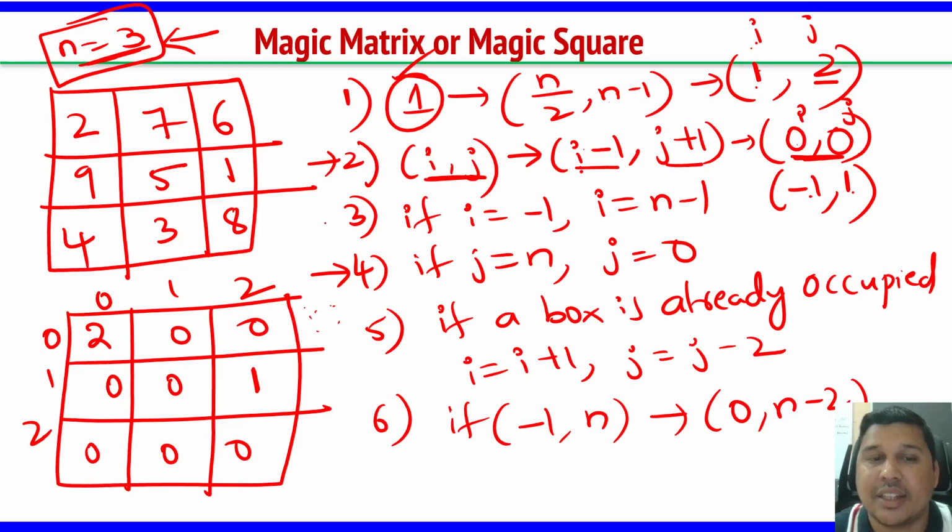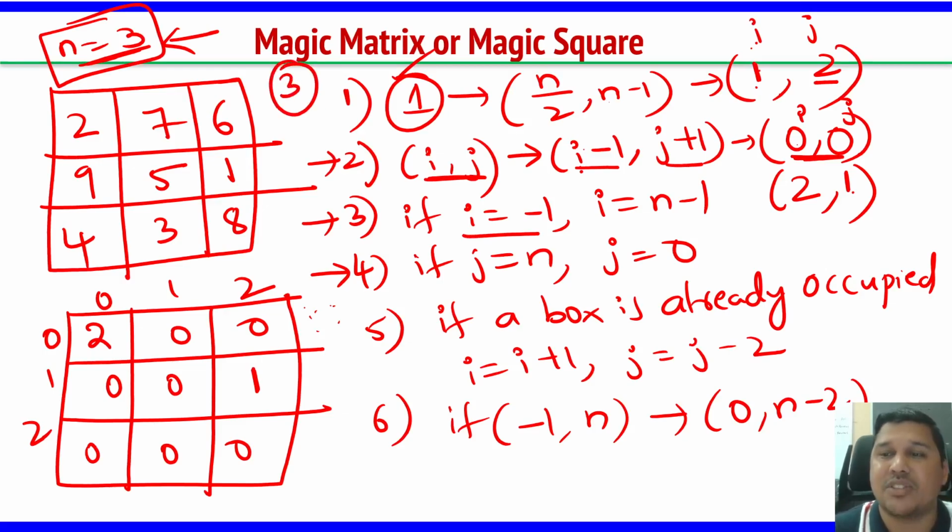So see the third rule here. If I value becomes minus 1, update the I value to n minus 1. If I value is minus 1, rule number 3, update I value to n minus 1. So it is minus 1, so I am erasing this value. What is n minus 1? N is 3. It means 2 comma 1. Now we are trying to fill the third number. So fill this 3 at location 2 comma 1. Where is 2 comma 1? Here. Here you have to place 3.